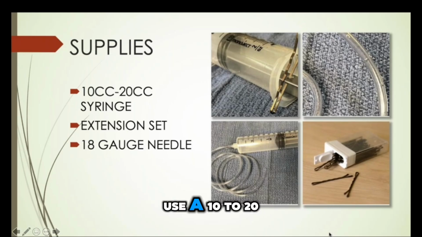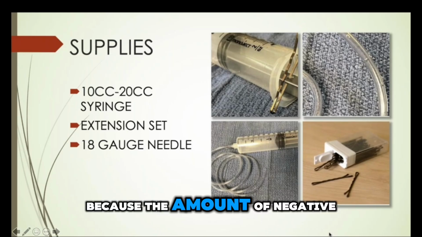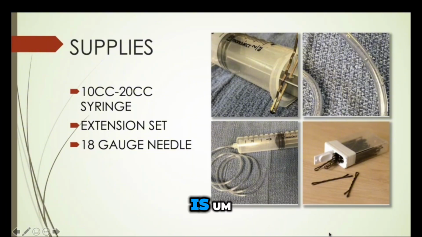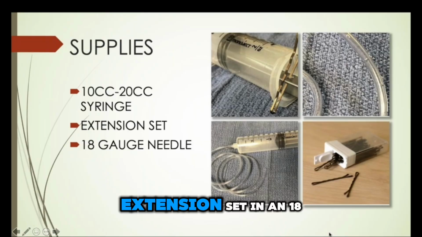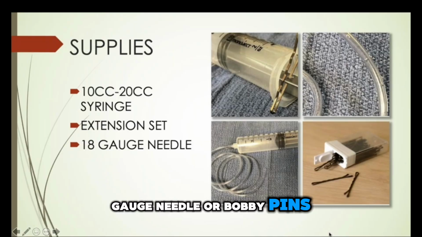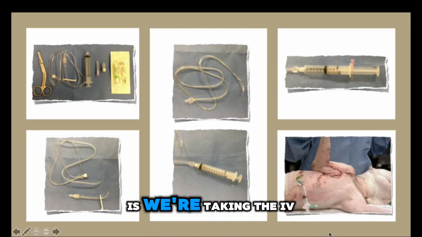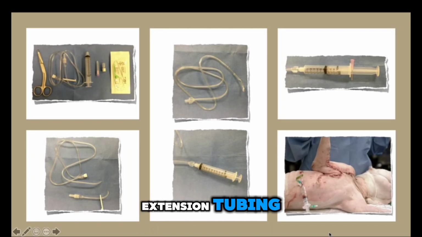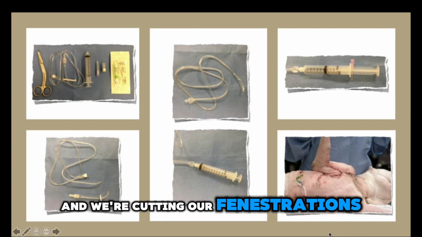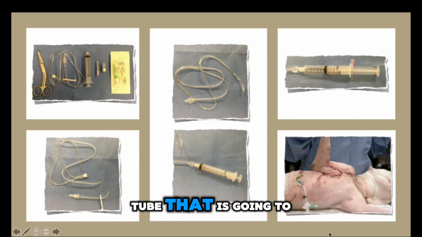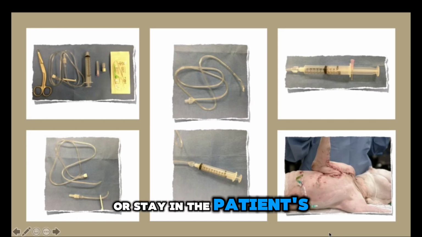And typically you're going to use a 10 to 20 cc syringe. We don't want a 60 cc syringe because the amount of negative pressure that can apply is a lot more than what we really want or need. And then just some IV tubing extension set, an 18 gauge needle, or bobby pins. And all we're doing here is taking the IV extension tubing, cutting off the male end this time and getting rid of that. We're leaving the female end, and we're cutting our fenestrations in the part of the tube that is going to go into the patient or stay in the patient's wound.